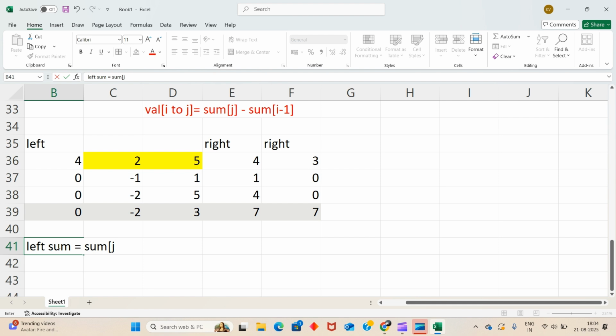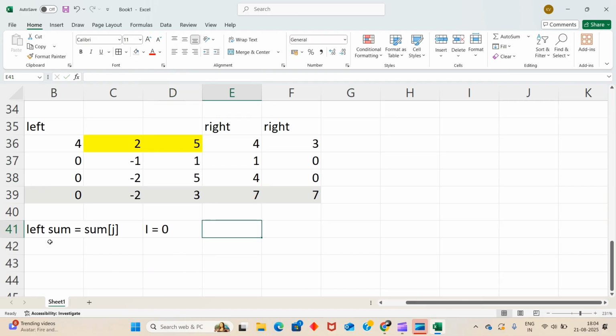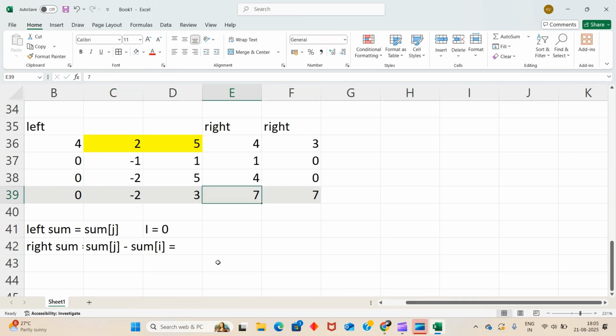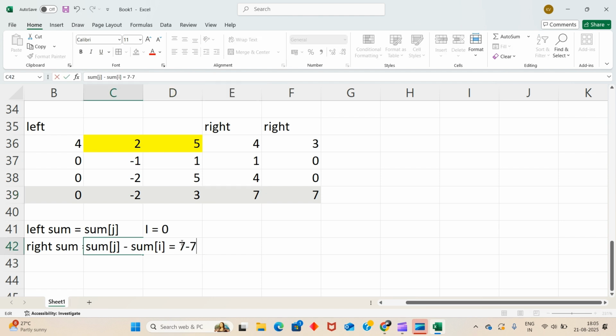sum of just j, because my I is 0. And my right sum here, in this case, what is my I and what is my j? I is my this and j is my this. So sum of j minus sum of I, where sum of j is 7, sum of I is 7. That means 7 minus 7, which is 0.